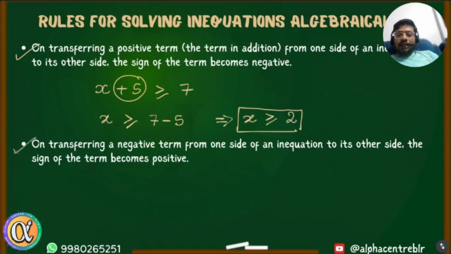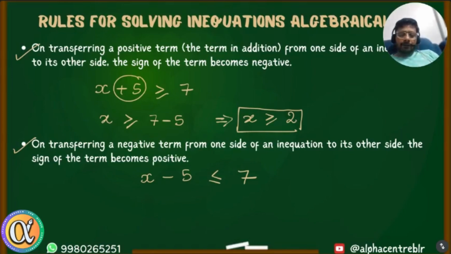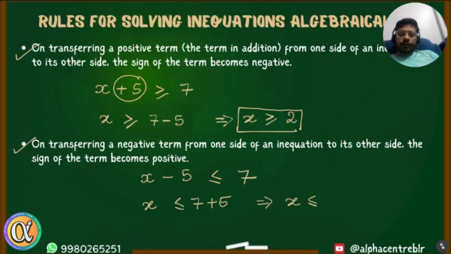Next rule: on transferring a negative term from one side of the inequation to the other side, the sign of the term becomes positive. So if you're taking a number from the left side to the right, let's make an inequation. x minus 5 is less than or equal to 7. So here, if we take minus 5 to the other side, minus 5 becomes plus 5. So the final solution is x is less than or equal to 7 plus 5, which is 12.